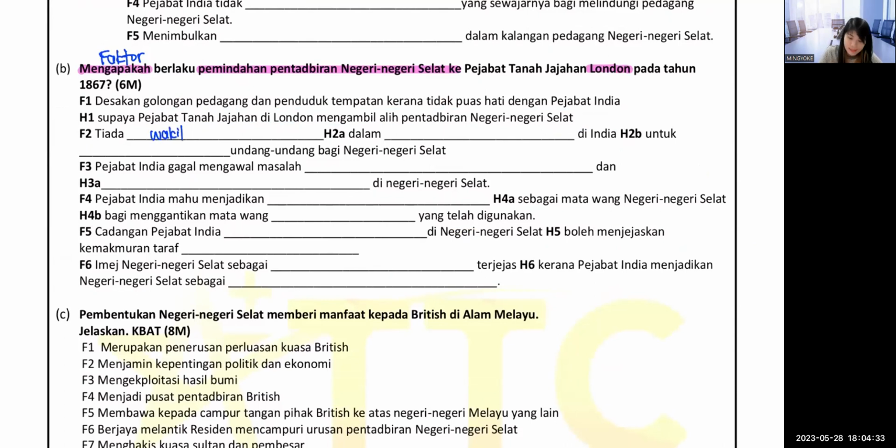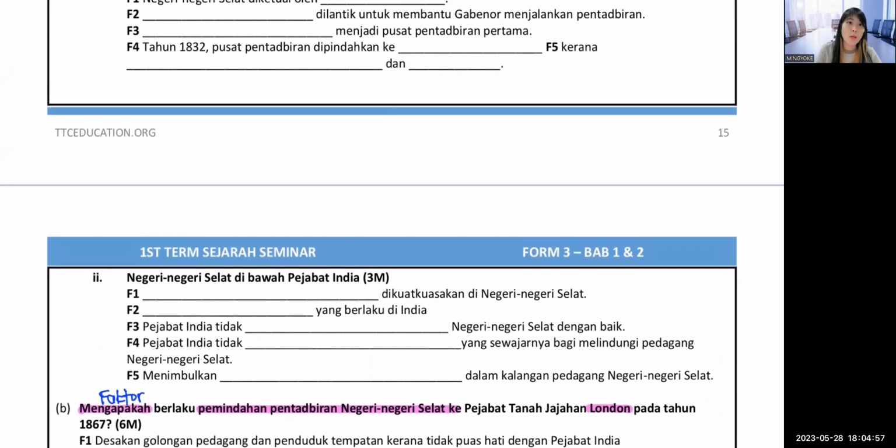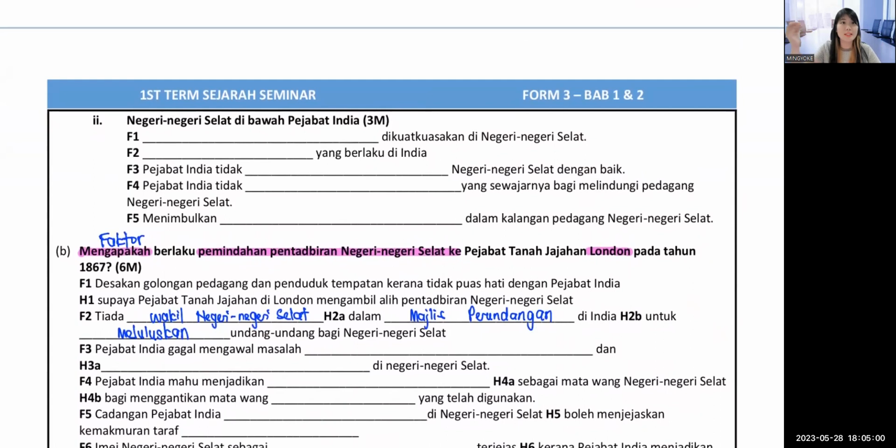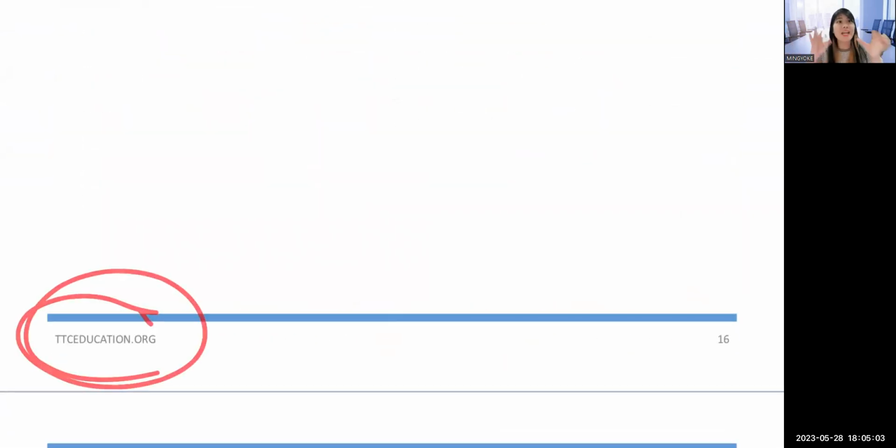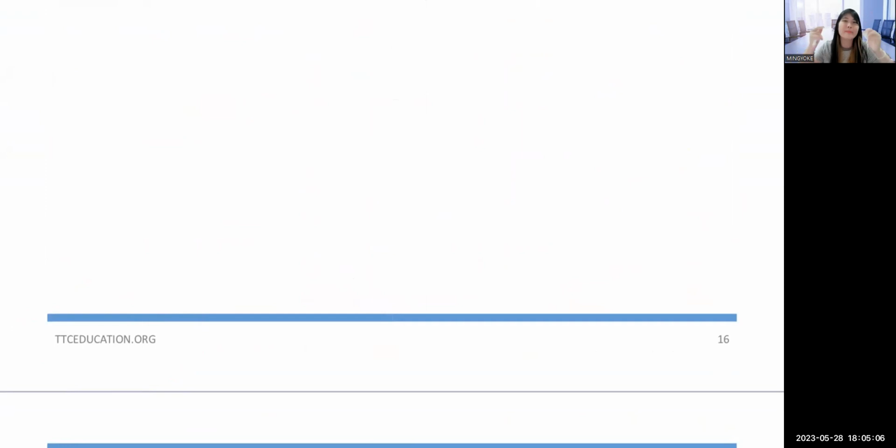Remember tiada wakil negeri-negeri Selat dalam majlis perundangan di India untuk meluluskan. Remember? Then you do. You make sure you know which part, and then you do. And then only you check your answer. Go to the TTC website there, get your answer and check it. Oh, correct. Yay! You should score. Understand? That's simple, okay? So good luck for your exam.